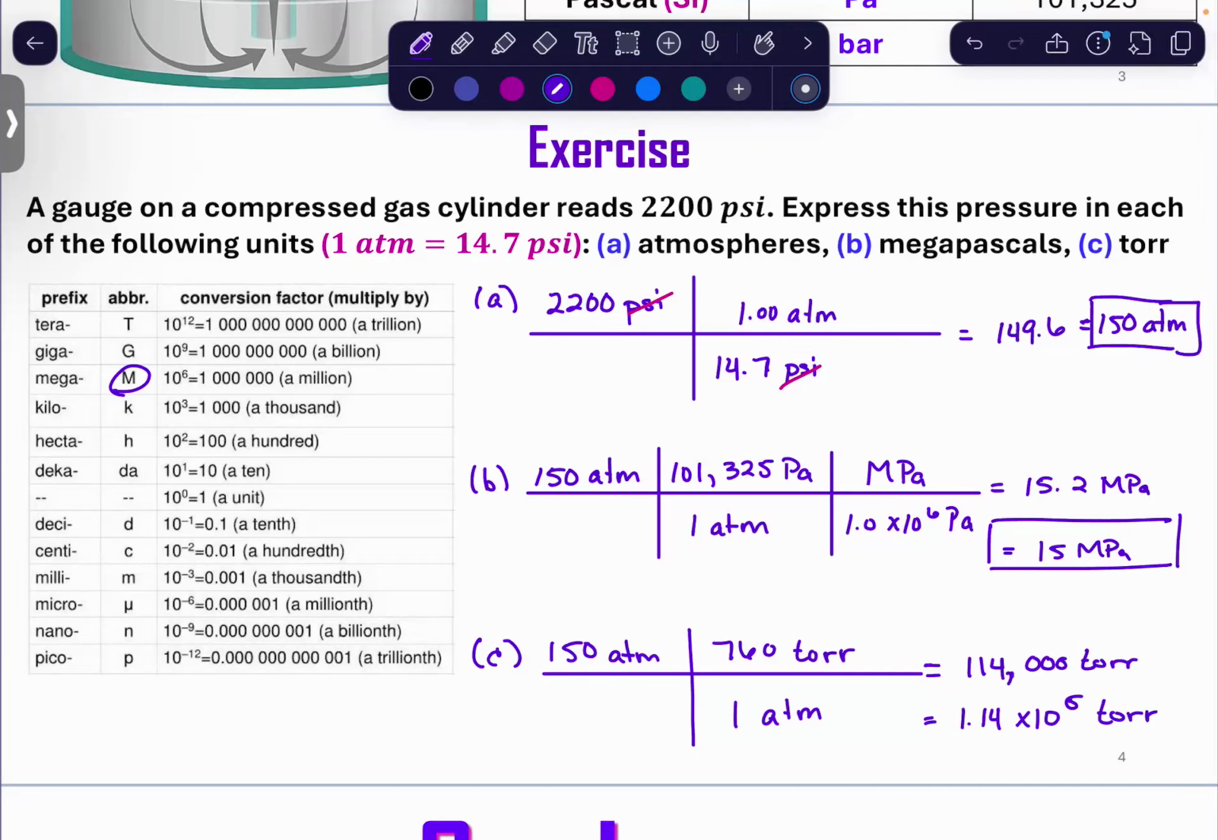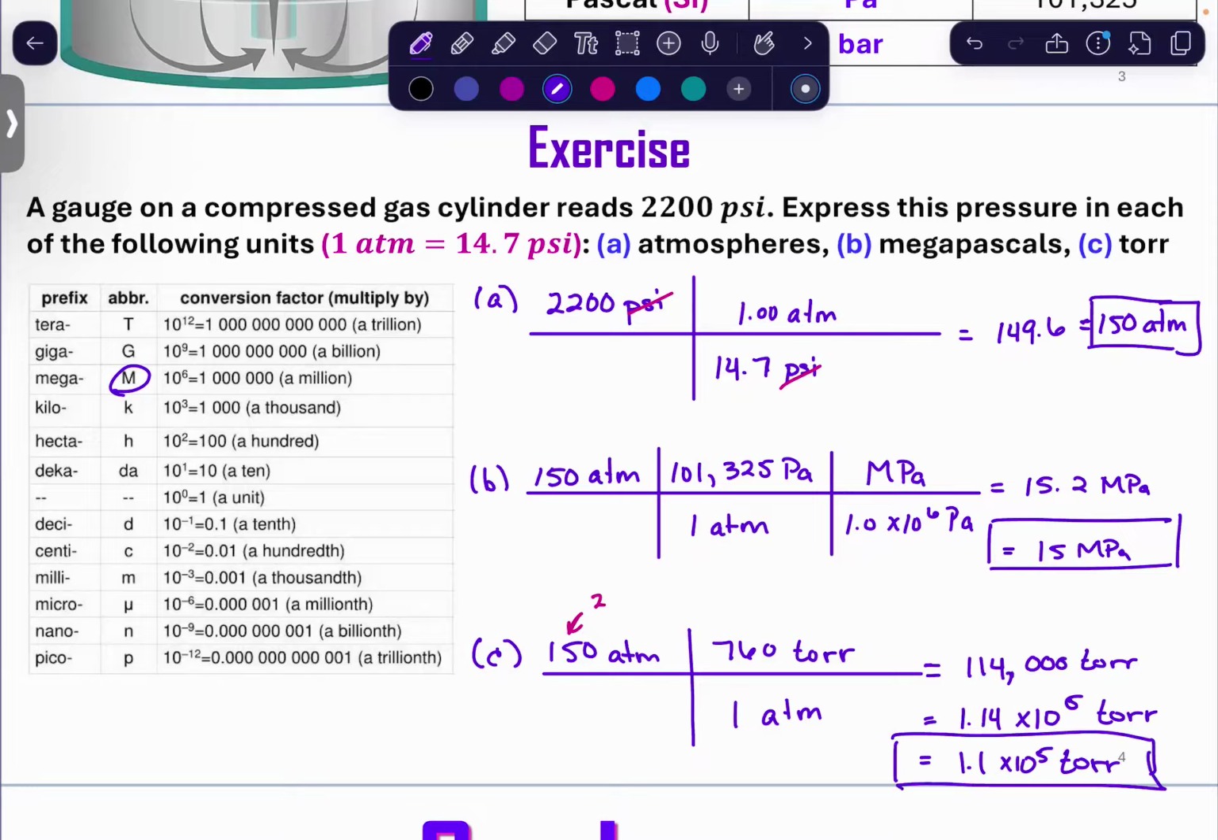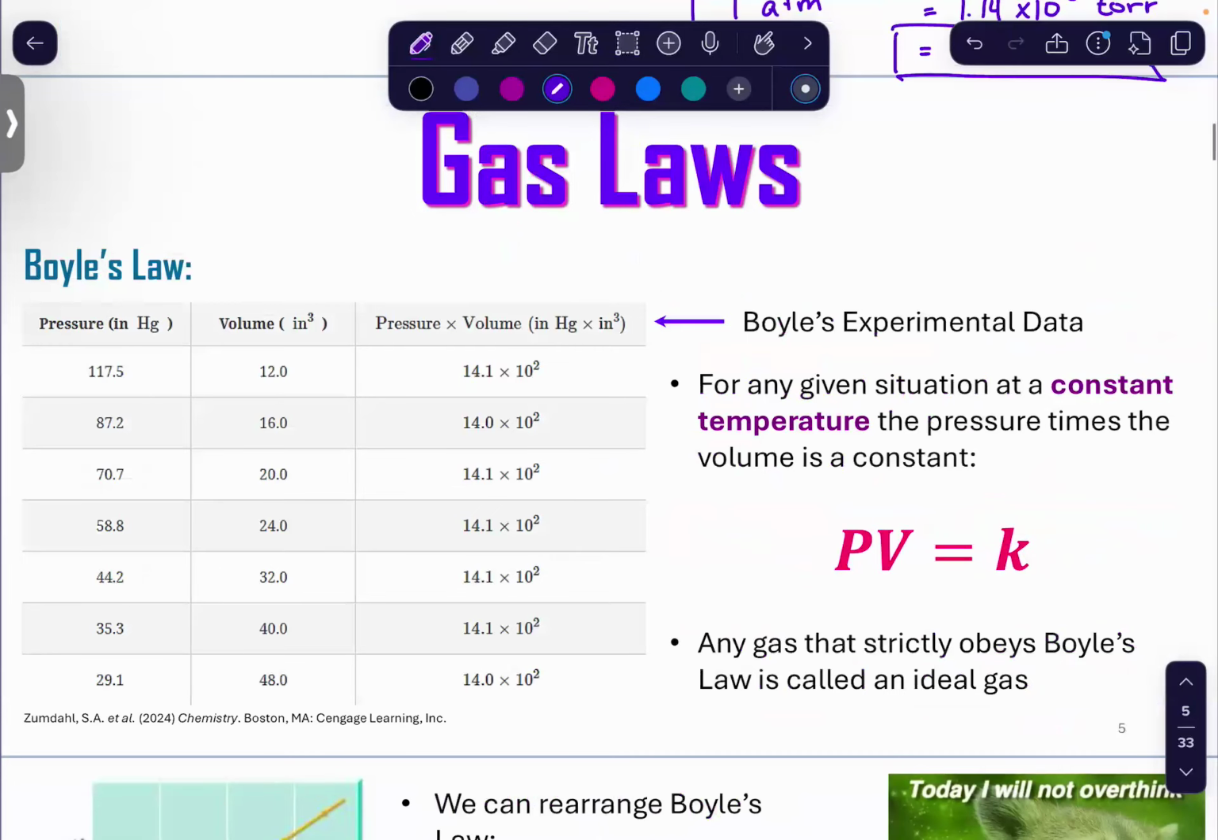But you want to adjust this for significant figures. That has two significant figures, so we need to adjust to two significant figures. And that's going to be 1.1 times 10 to the fifth torr. So just starting out working on some conversions for different units of pressure. And we'll start going into gas laws.